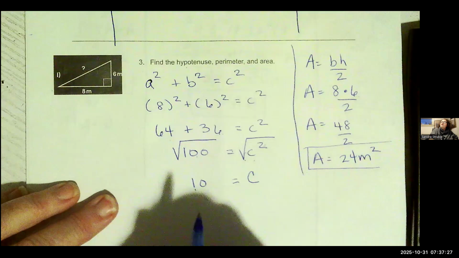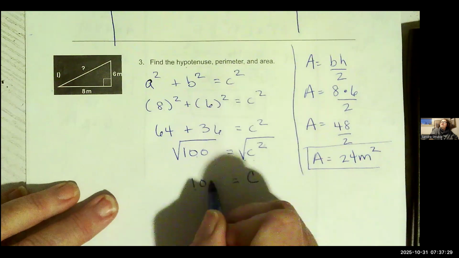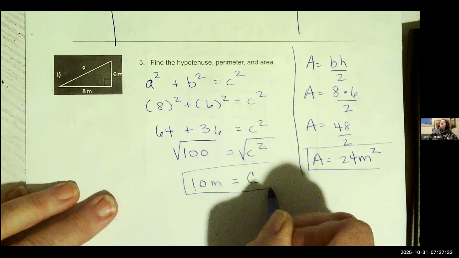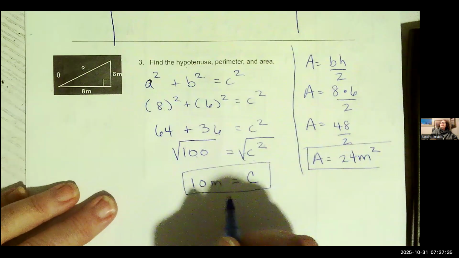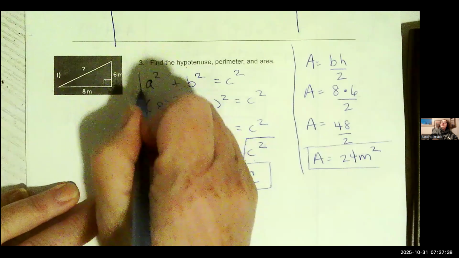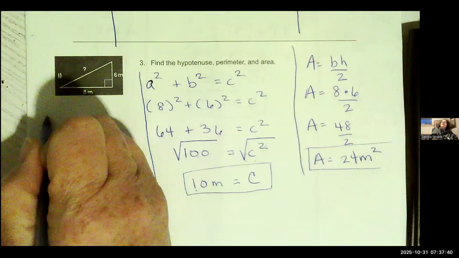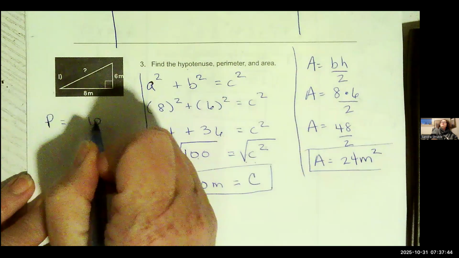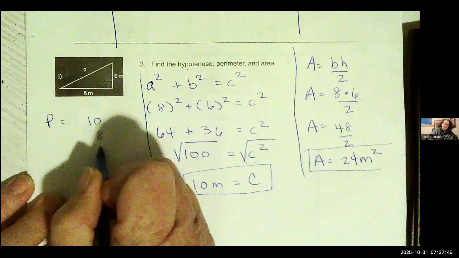Again, units important. Make sure you put your unit. It is just the same unit as the rest of the sides. The hypotenuse is just another side. It's just the longest side. Now that I have my hypotenuse, I can find my perimeter. 10 plus 8 plus 6, and add those all up.